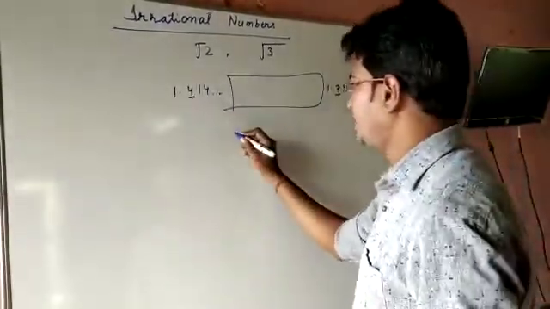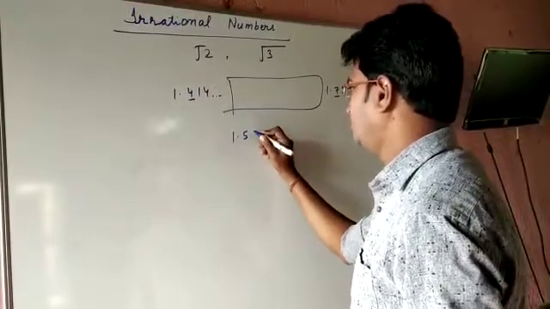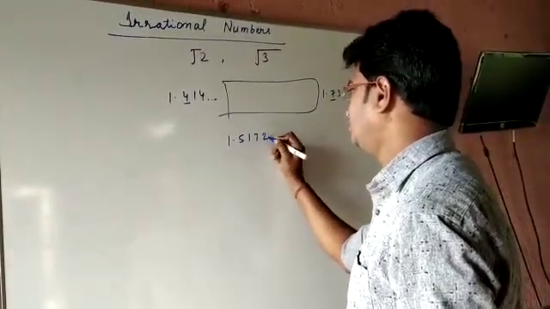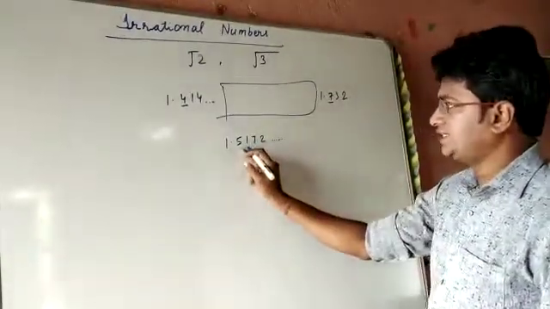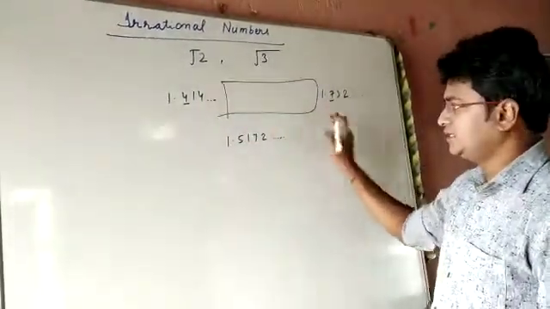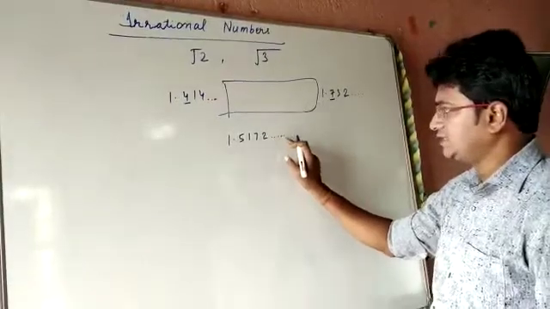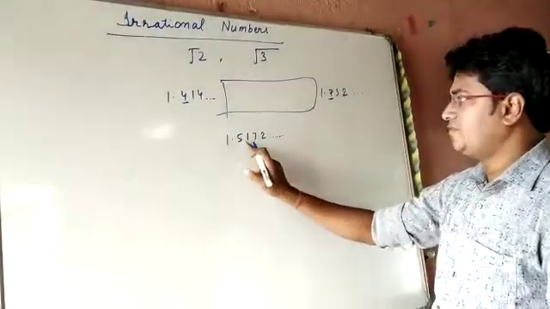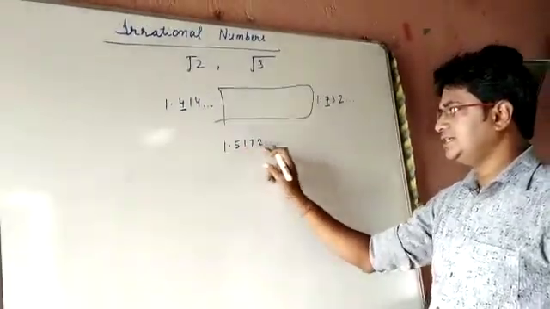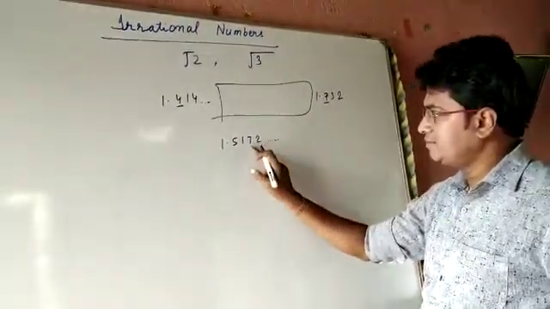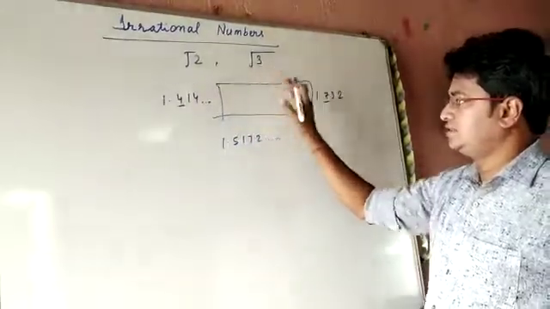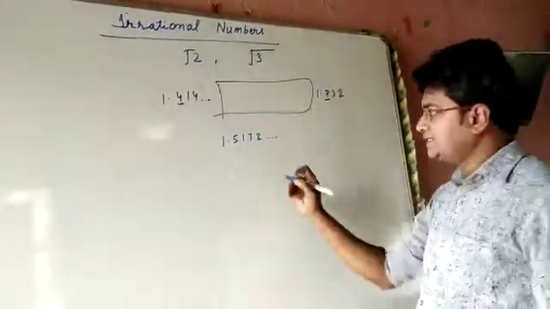So if I am taking 1.5172 and I am putting a dot here. So 1.5 exists between 1.4 and 1.7 and the dot represents it is non-terminating, and 5172, you can see here the numbers are non-repeating. So this is a number between root 2 and root 3. Which number? Irrational number.